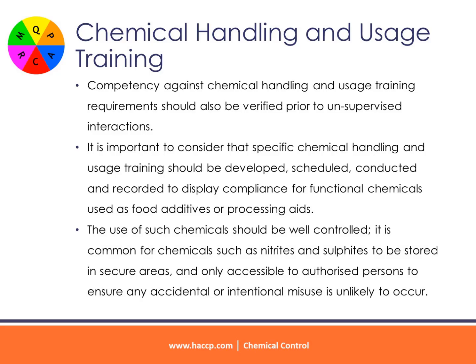It is important to consider that specific chemical handling and usage training should be developed, scheduled, conducted and recorded to display compliance for functional chemicals used as food additives or processing aids. The use of such chemicals should be well controlled. It is common for chemicals such as nitrites and sulfites to be stored in secure areas, and only accessible to authorized persons to ensure any accidental or intentional misuse is unlikely to occur.